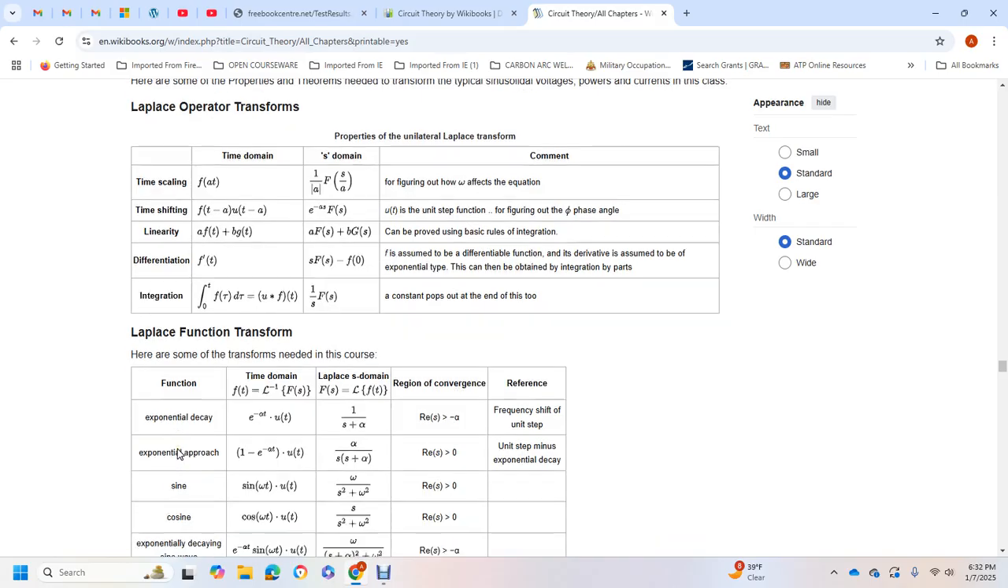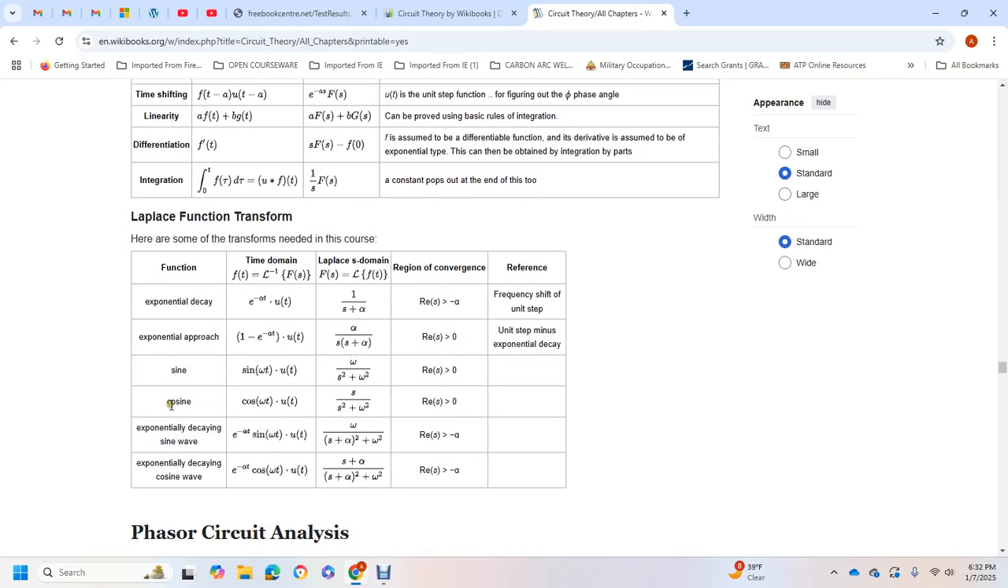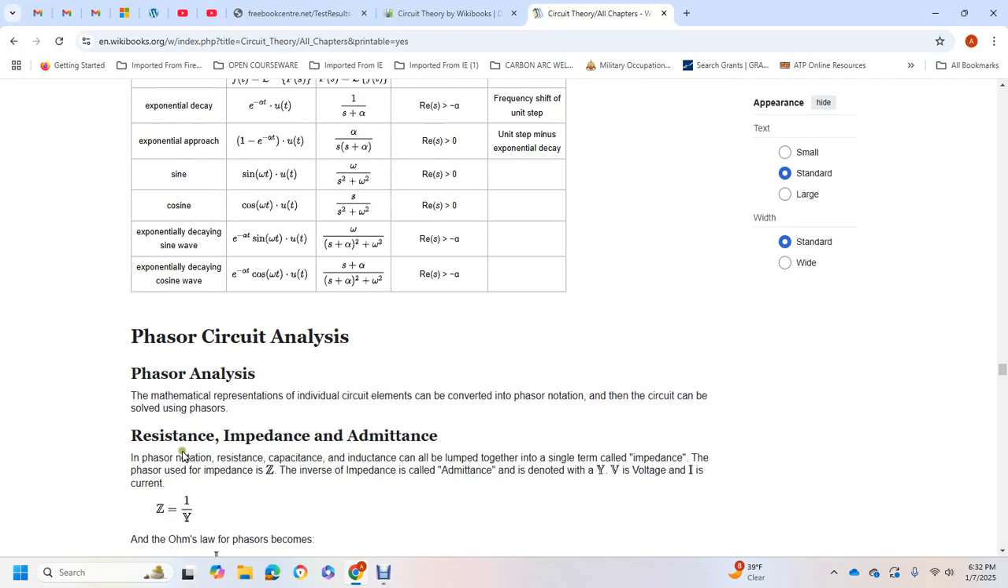Laplace function, exponential decay, exponential approach, sine, cosine, exponential decay, sine wave, exponential decay, cosine wave. Phasor circuit analysis: the mathematical representation, with individual circuit elements converted with phasor notation.